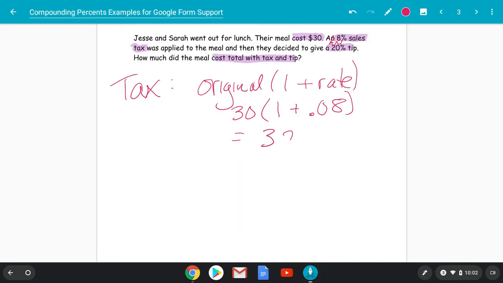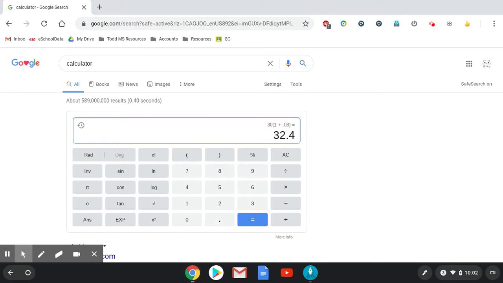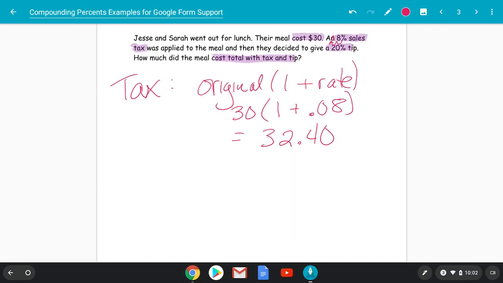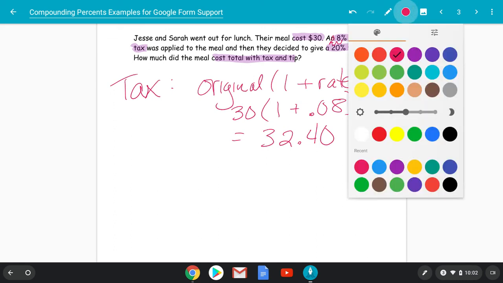So $32.40. Keeping in mind, notice that this is a 0.4, but since we're talking about money, we always want to be 2 decimal places. So this is 0.40. We can add in that 0 to the right. So say that's 40 cents, not 4 cents. So that's going to give us our tax amount.